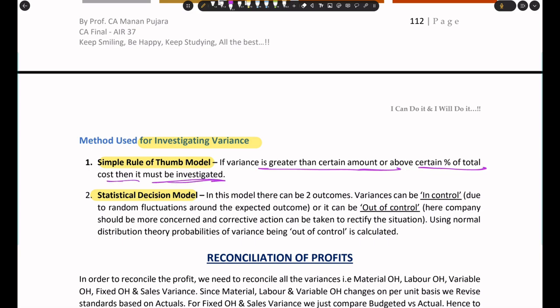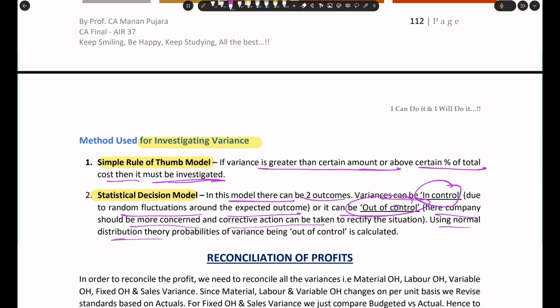This is a simple rule of thumb: if the variance is above a certain percentage or a certain amount, then it must be sincerely investigated. Second is the statistical decision model. In this model there can be two outcomes: variances can be in control, due to random fluctuations around the expected outcome, or they can be out of control. Here the company should be more concerned, and corrective action can be taken to rectify the situation.